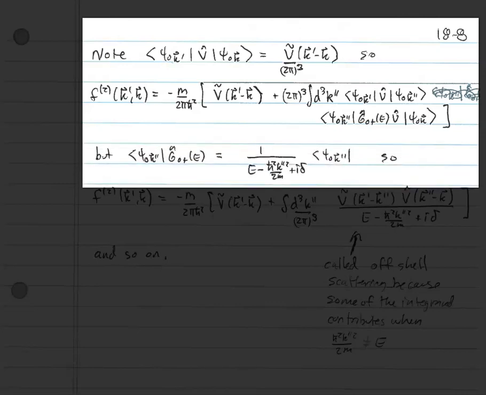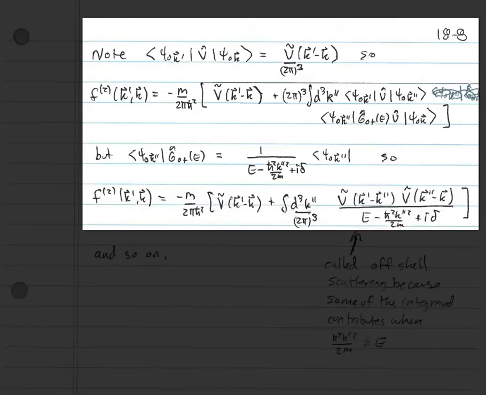But for ⟨ψ0 k''|G0+(E), we can just evaluate that because when the Hamiltonian acts on that function, it's an eigenfunction of that state. So I just replace H0 by its eigenvalue. So I get 1 over E minus ħ²k''² over 2m plus iδ. And we find that the second Born scattering amplitude is minus m over 2πħ² times Ṽ(k' − k), so the Ṽ(k' − k) is the first Born approximation, plus this integral d³k'' over (2π)³ of Ṽ(k' − k'') Ṽ(k'' − k) over E minus ħ²k''² over 2m plus iδ.